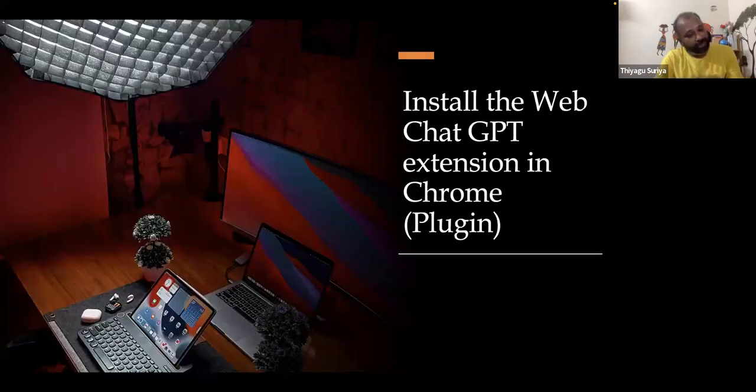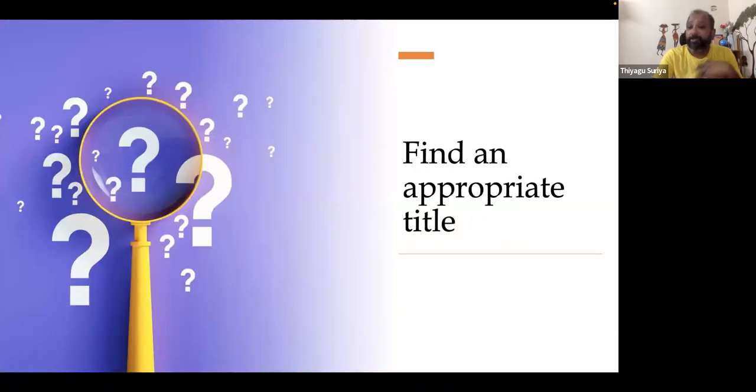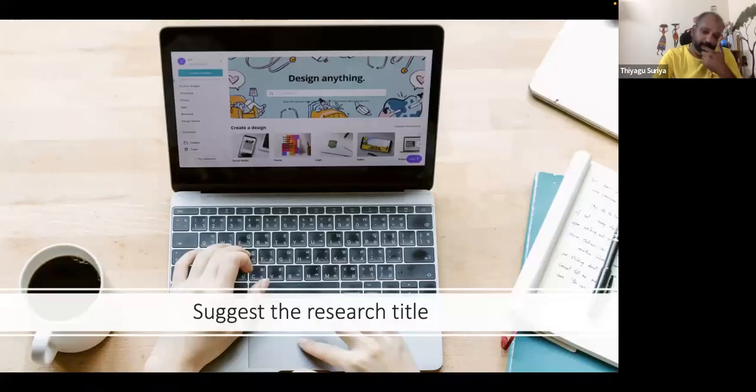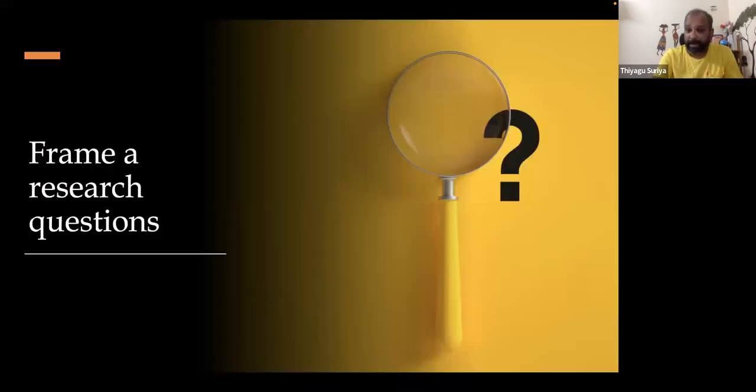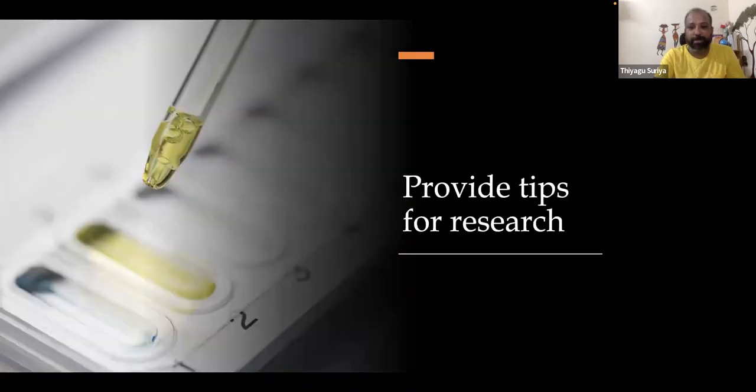The one thing you have to do is install a Google Chrome extension of ChatGPT. Then only you may get this web access; otherwise you cannot get this web link and all. It may help in reducing the abstract. Even if you want a catchy title for the abstract, you can depend on this. Suppose you want to write a title or prepare research, you need a title, you can ask ChatGPT. And if you like to develop your research questions or collect the reviews, that may also be recommended for us.